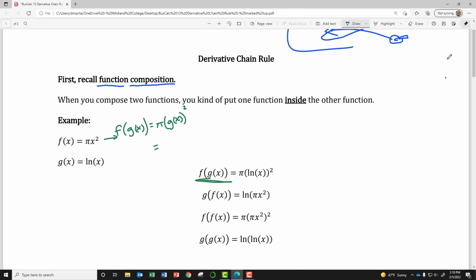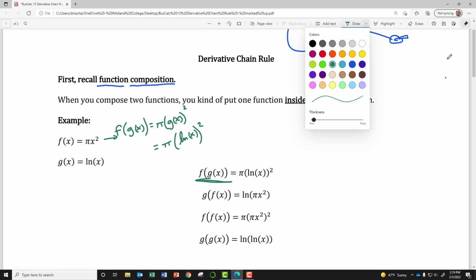And the definition of g of x here is just the natural log function. So this is pi times natural log of x squared. And so this is the whole idea: you're just going to replace x everywhere with whatever you put as the input to the function and see what happens.